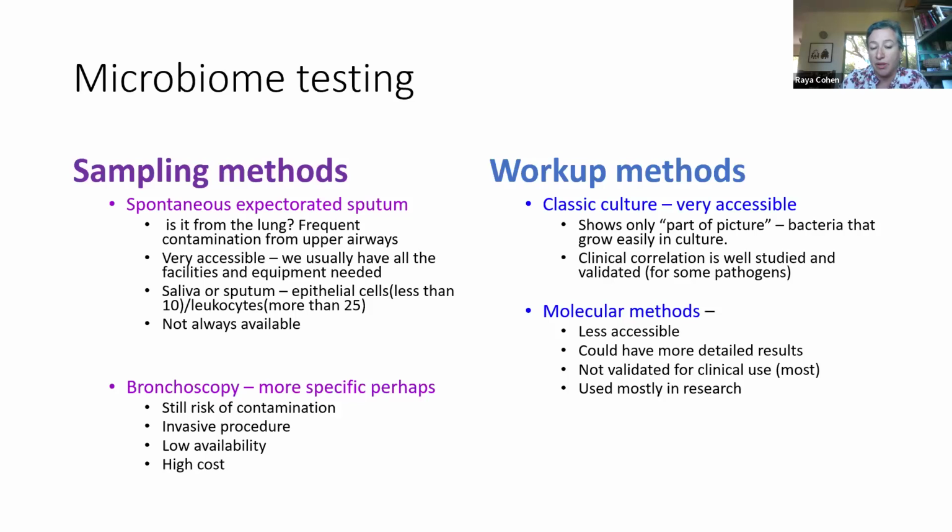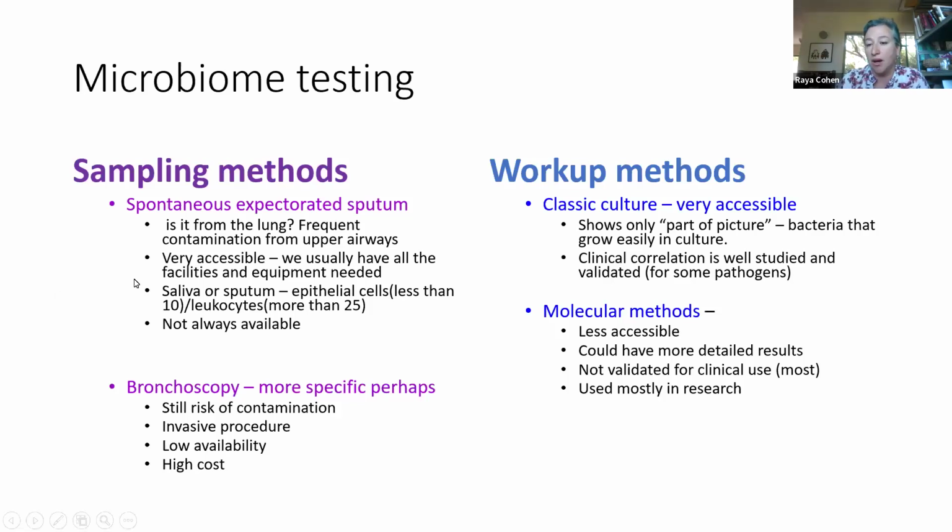And about bronchoscopy, it's probably more specific than sputum, less contaminated, but it can still be contaminated from upper airways and not always show us the real pathogens of the lung. And of course, it's an invasive procedure with much lower availability and much higher costs. So usually we use bronchoscopy not in all cases, definitely not for all patients, only in specific cases. If we need more specific sampling, or if we need sampling in a patient that doesn't expectorate. What about the workup method?